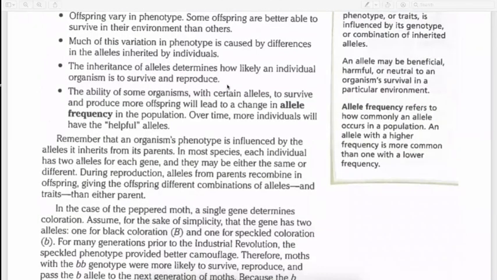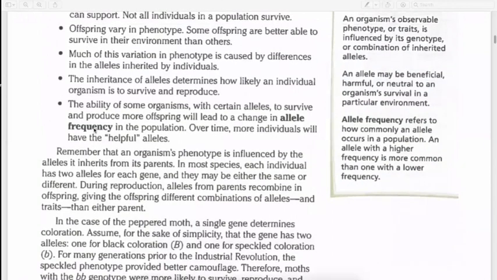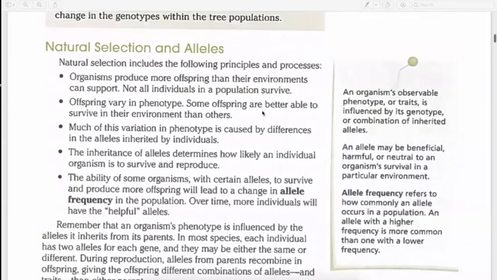The ability for some organisms with certain alleles to survive and produce more offspring will lead to a change in allele frequency in the population. Over time, more individuals will have the helpful alleles, just like the moths, all right? It used to be that being lighter colored was better. Then it wasn't anymore. So the light colored ones started dying, and the black colored ones were surviving and reproducing. Over the next couple generations, we had more black ones than light colored ones. That's natural selection. And all of these things are going to encourage natural selection to happen.